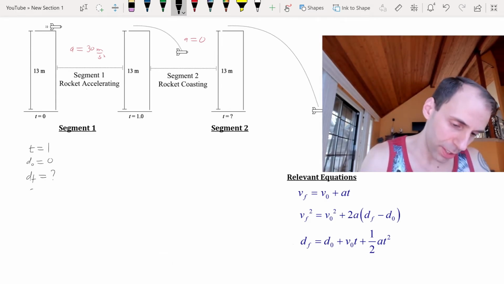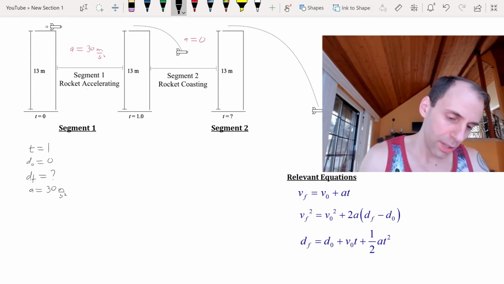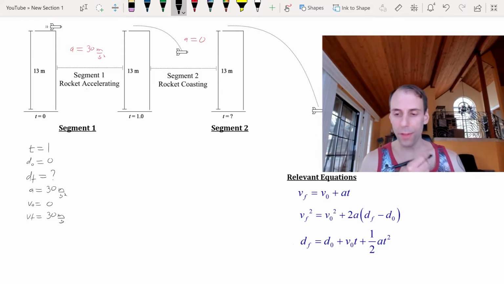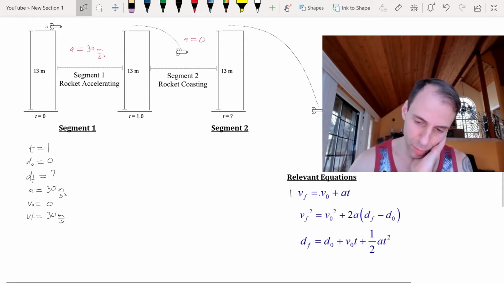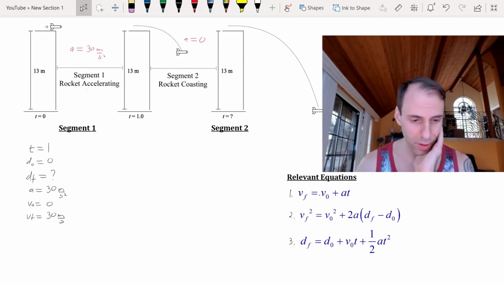We know its acceleration is 30 meters per second squared. We know that it begins at rest, and we know that it ends up with a final velocity of 30 meters per second. And now the question is, which one of these equations here, 1, 2, or 3, do we use to figure out the final distance?